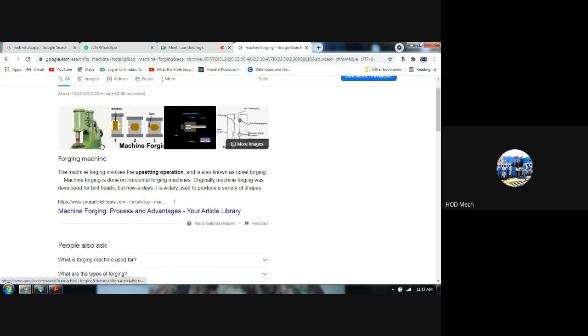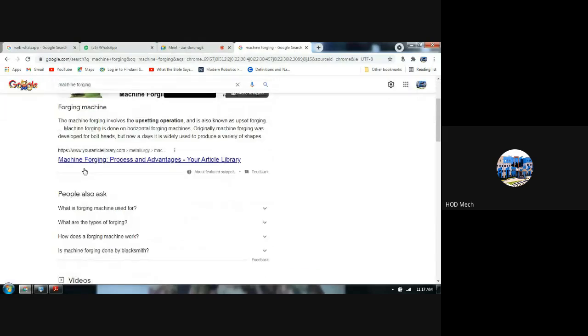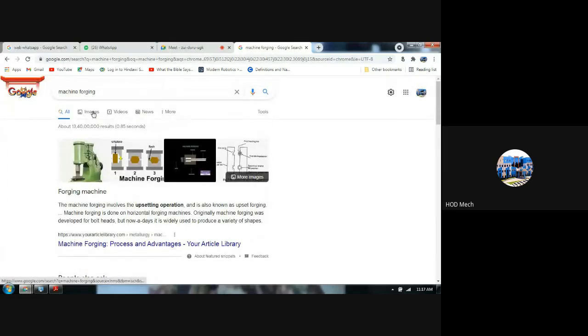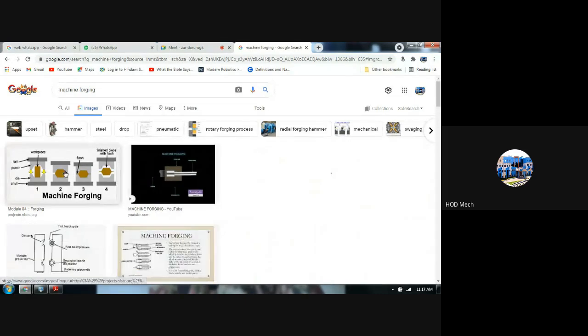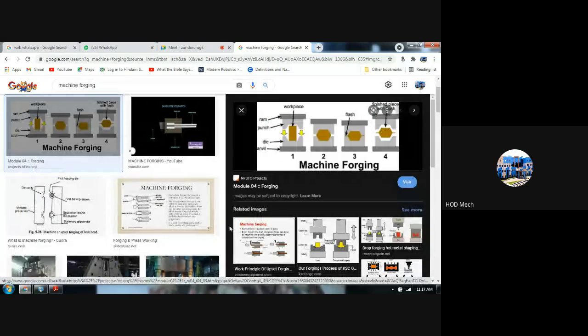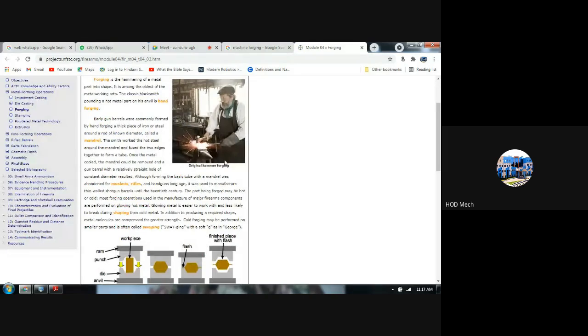Right. When you see this forging machine, this is machine forging. When you look at this, I will show you the image. These are some of the machine forging where the entire process, say for example, is machine forging. This is one example of machine forging. This is hammer, hitting with hand. This is a normal manual type of hand forging, right?